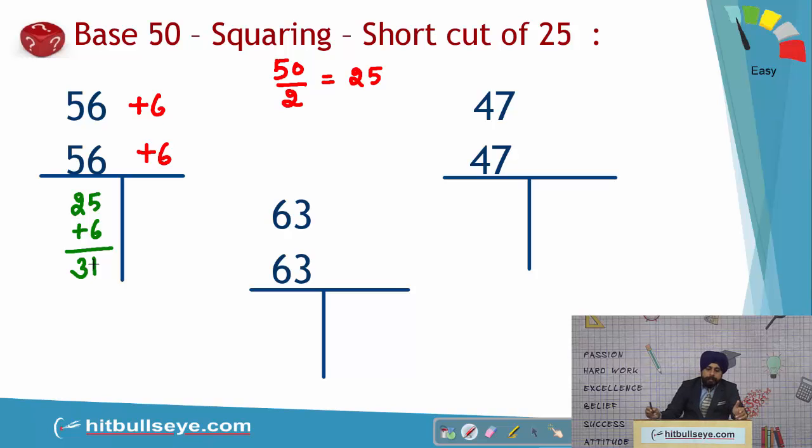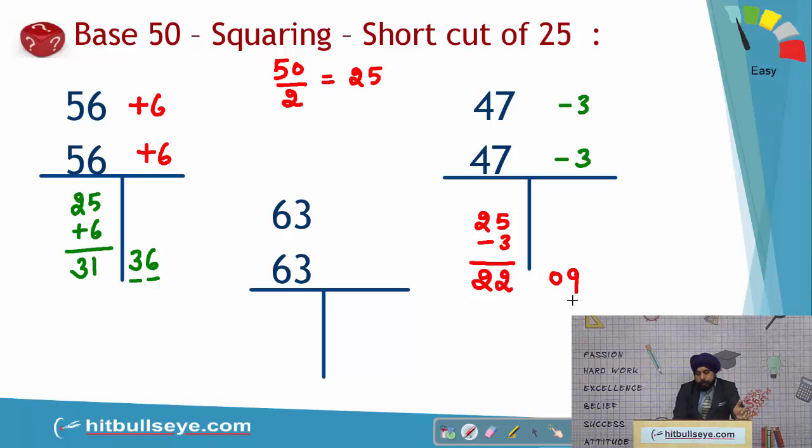So 31 is the left hand side. On the right hand side, we already know 3 into 3. So this is 36. Similarly, it was minus 3 here. So students, what you do is you subtract 3 from 25 straight away. And your answer comes out to be 22. And right hand side, again, you are supposed to write 2 digits because the base has 2 zeros. So it is 2209. I hope this is clear.